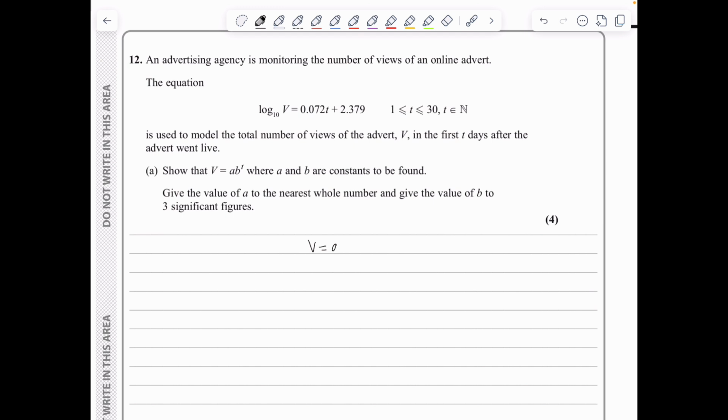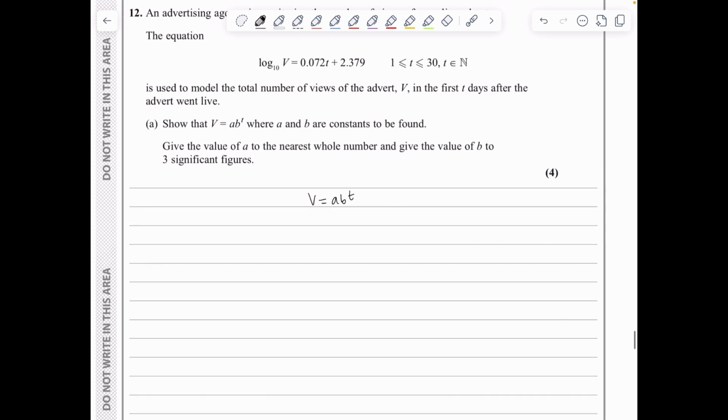We are given V is a b to the t. It makes sense to take logs of both sides. So log of V base 10 is equal to log of a b to the t base 10. So we're looking at log V base 10 being equal to log of a base 10 plus log of b to the t base 10. I've used the product rule of logarithms, which says that the log of the product is the sum of the logs. Now this can be further simplified into log V base 10 being equal to log a base 10 plus t log of b base 10.